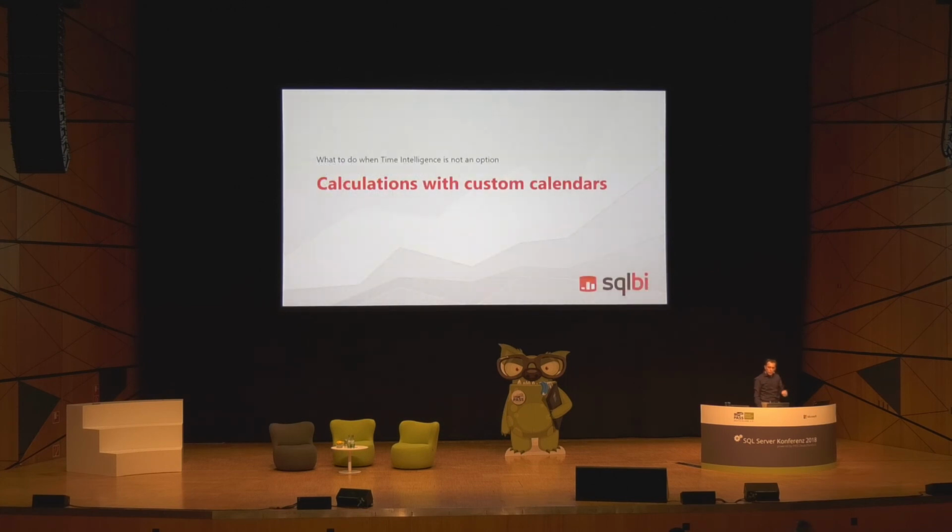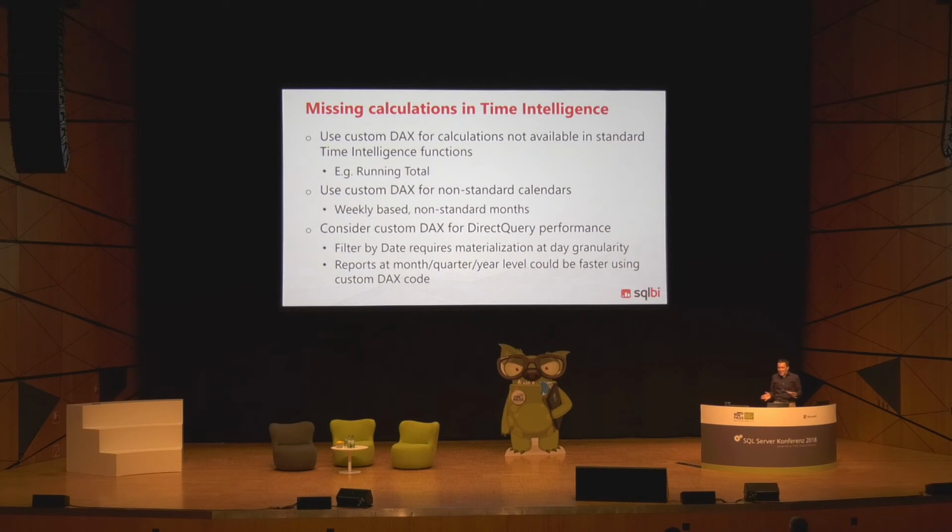What if you have weeks? What if you have something that is non-standard, not a standard month as we want? Well, the idea is that the time intelligence functions in DAX make an assumption. You're using a regular calendar, and you are not using weeks. If you are not satisfying these conditions, you have to avoid using the standard time intelligence functions, and you have to write your own calculations.